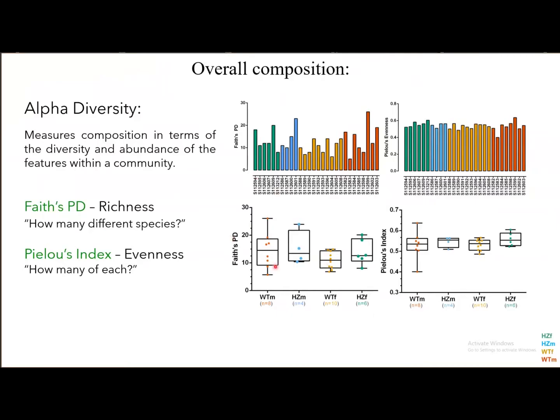So that's the different sample groups. I segregated them in terms of genotype and sex. So we got wild type males, heterozygous males, wild type females, heterozygous females. No differences in terms of richness. Same thing goes for evenness. So evenness is another alpha diversity measure.